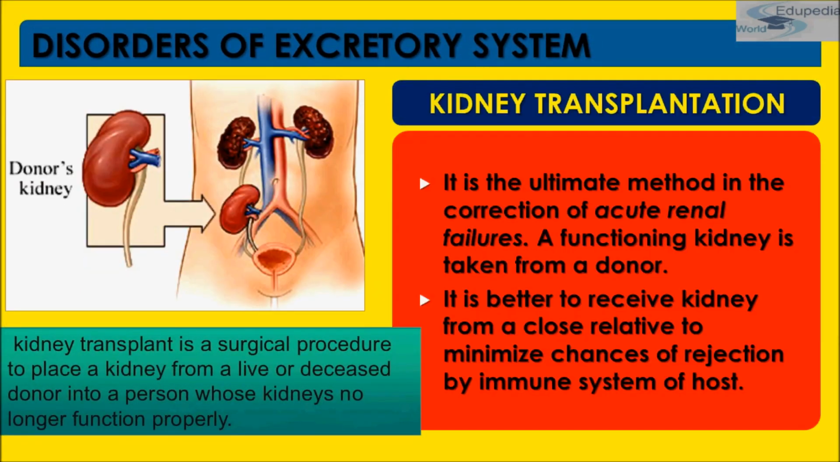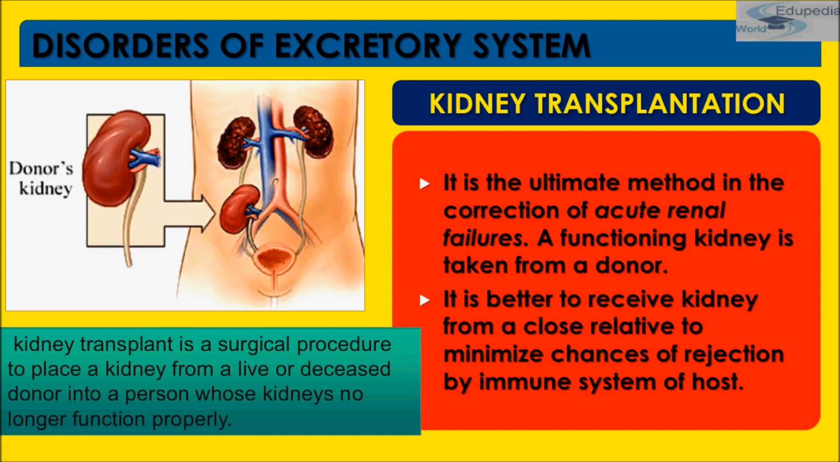now comes kidney transplantation. Kidney transplantation or renal transplantation is the organ transplant of a kidney into a patient with end stage renal disease. Now, what are the types of kidney transplantation? It is typically classified as deceased donor transplantation or living donor transplantation. And it is the ultimate method in the correction of acute renal failure.